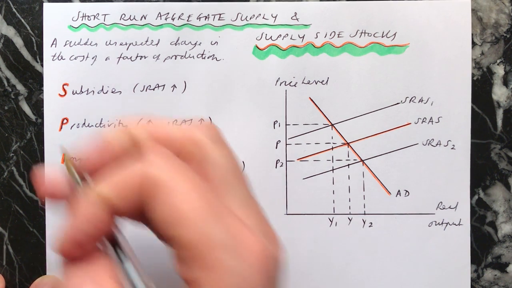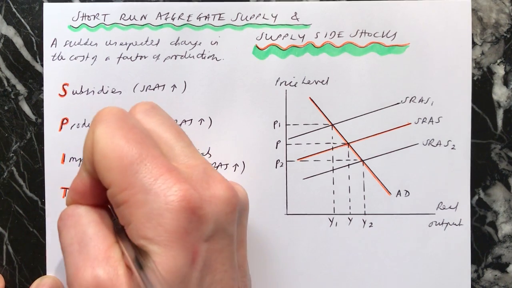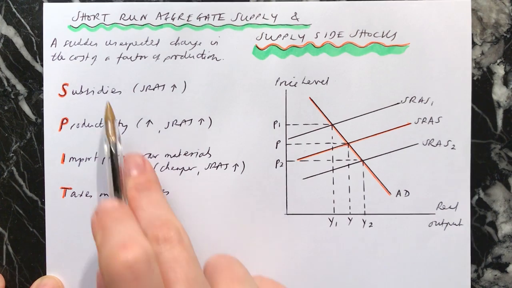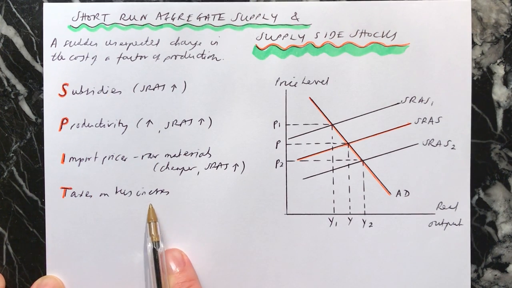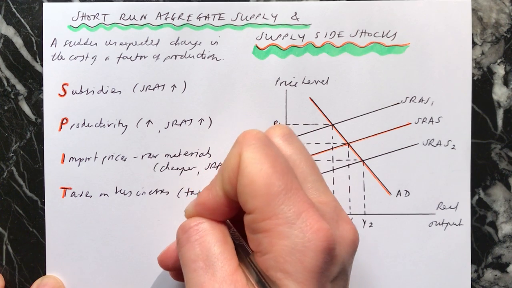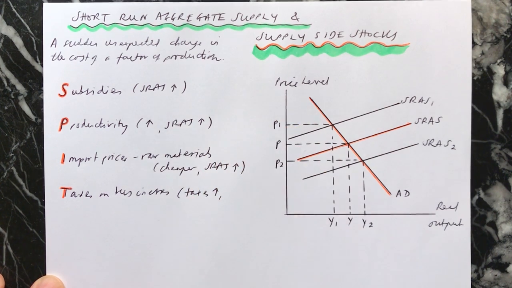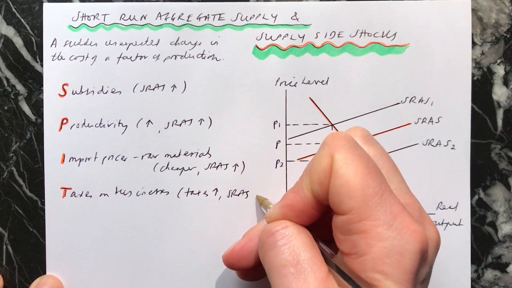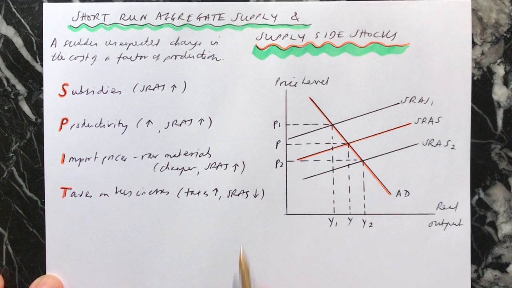The fourth one is taxes on businesses. This is sort of the opposite of a subsidy. If a firm has to pay more taxes, so if these taxes go up, this will mean that their costs are essentially going up and they won't be able to produce as much. So this would cause their short-run aggregate supply to fall.